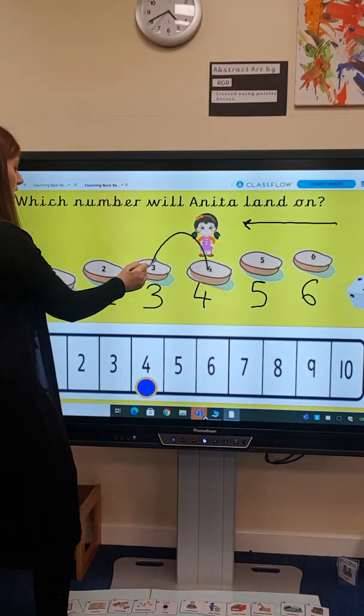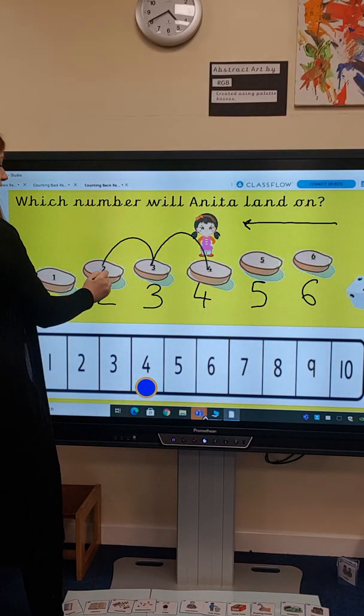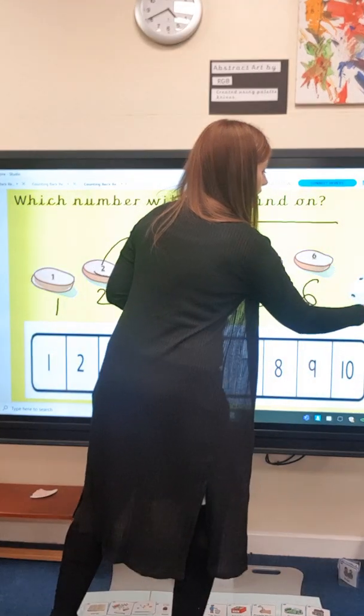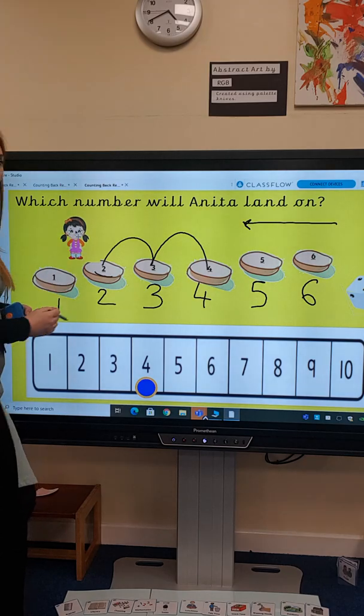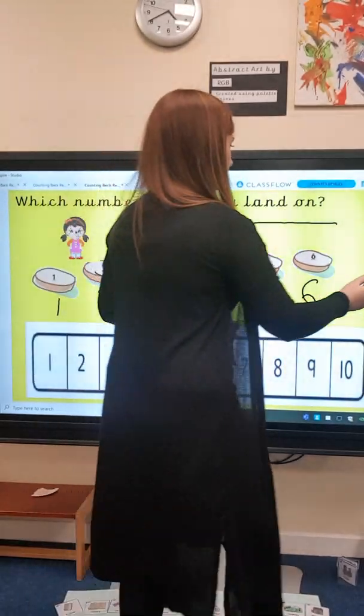She's jumping once. 1, 2. She's going to land on number 2. So let's move Anita to number 2 now. And now she's on number 2.